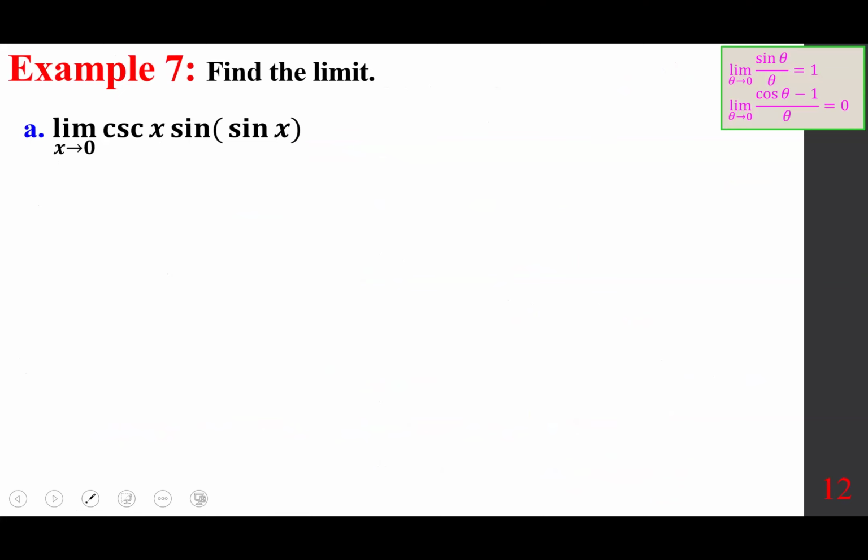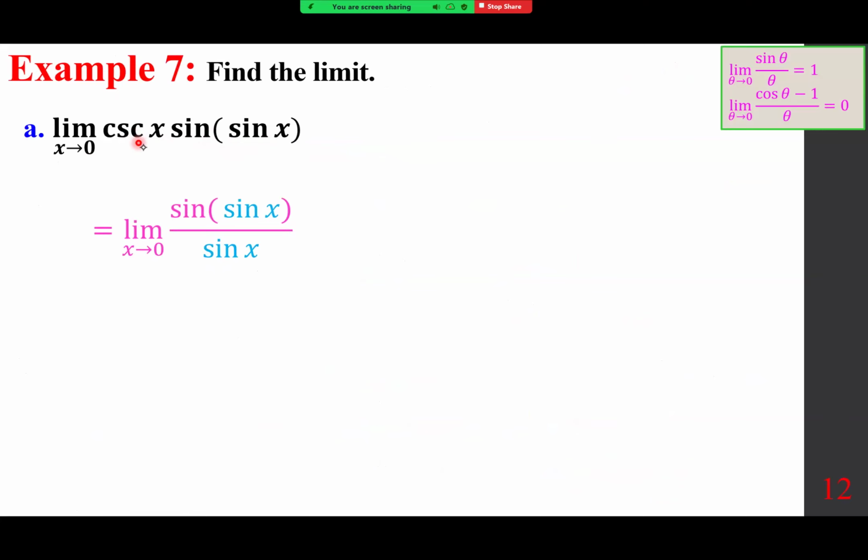We want to find the limit of cosecant x times sine of sine x as x approaches 0. Cosecant x is 1 over sine x. So we are going to write this expression divided by sine x. And I'm going to remind everybody, by the way, now that we have L'Hopital's rule, we can use it. Because when x approaches 0, this is 0, this is 0, sine of 0. So you get 0 over 0, and you can use L'Hopital's rule.